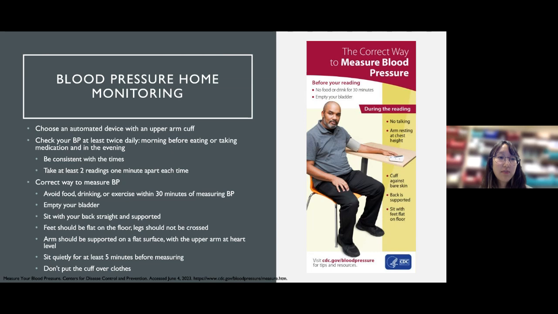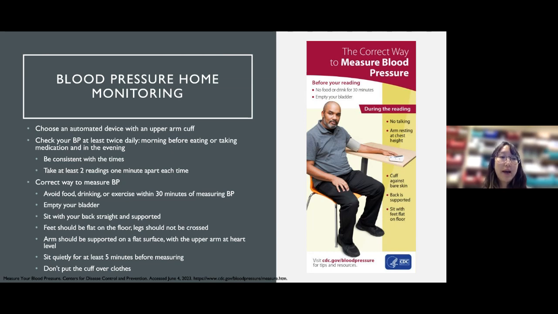And each time you check your blood pressure, you want to take at least 2 readings that are 1 minute apart each time. Now, there is a correct way and an incorrect way to measure your blood pressure, so I'll just go over what the correct technique entails. You want to make sure you avoid any food, drinking, or exercise within 30 minutes of measuring your blood pressure.